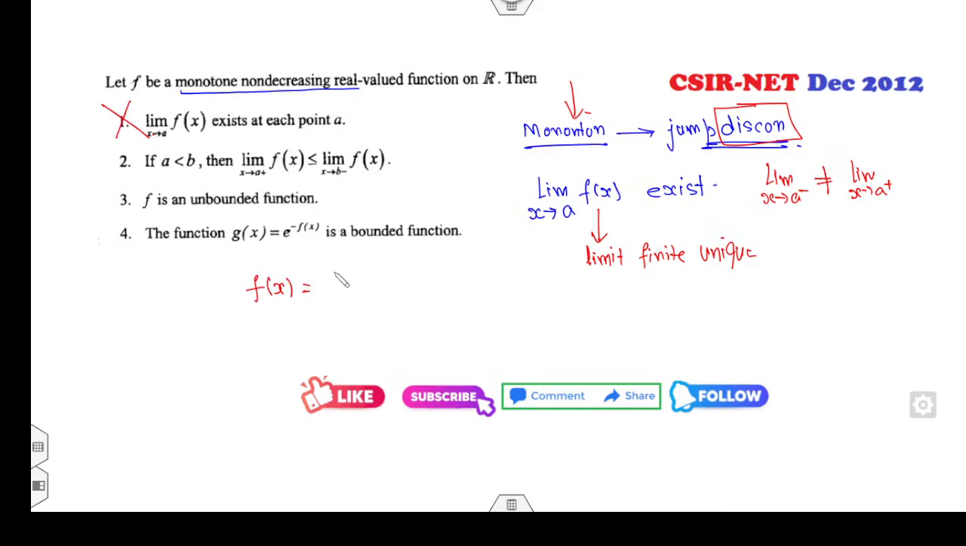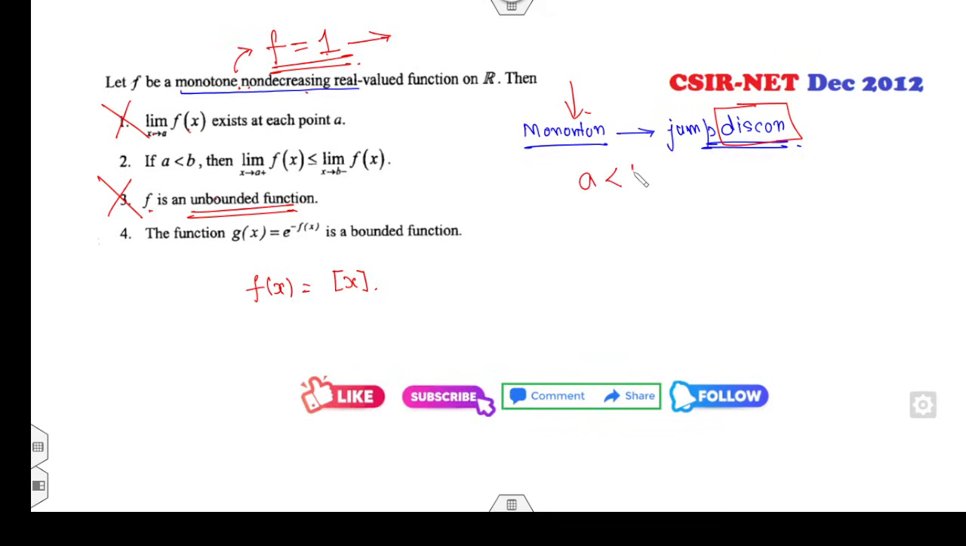Moreover, you can choose the greatest integer function, and clearly say the limit does not exist. f is an unbounded function. You can see it from here. If you take f as 1, which is non-decreasing, but 1 is a bounded function. Second is, if a is less than b, then the limit of f(x), because f is monotonic, then f(a) must be less than f(b), and the limit is also less than b, satisfied. Otherwise, I can discard the last options.